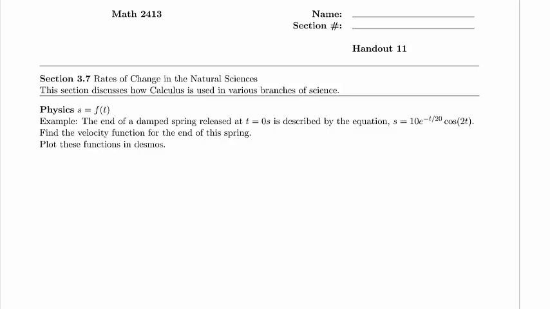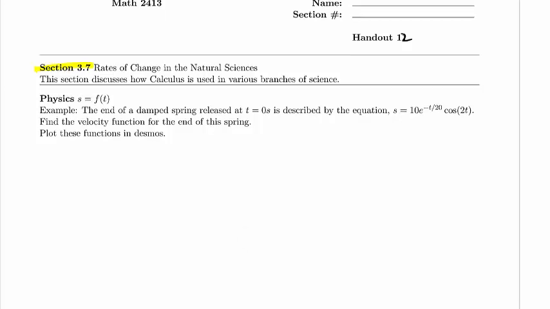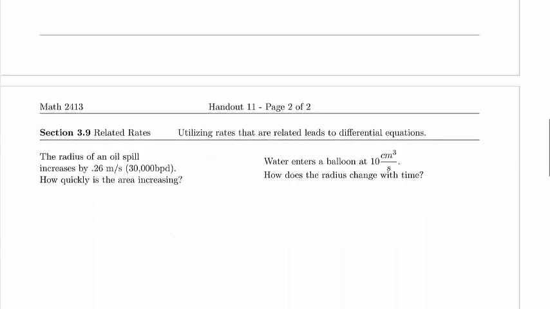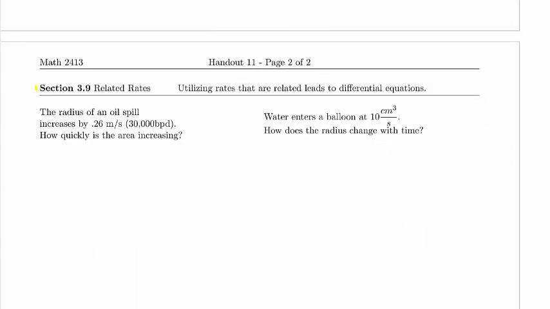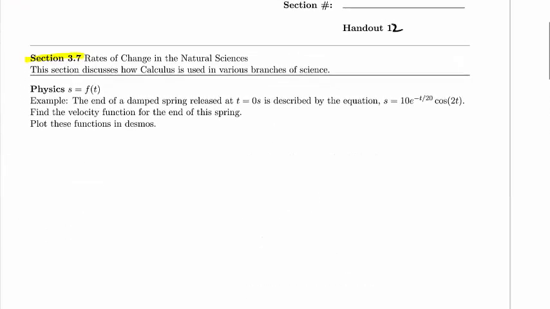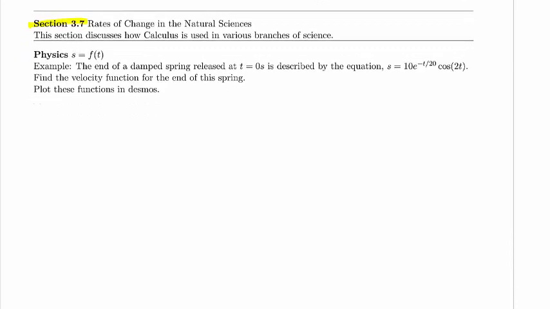Today we'll be going over Handout 12, in which we will be going over Section 3.7, related rates of change in the natural sciences. And then on the back half of this handout, we'll be going over Section 3.9, related rates. All right, so let's start our conversation with an example from physics, which is in large part the motivation behind much of the early development of calculus.